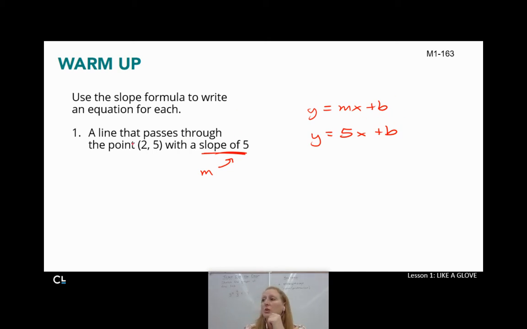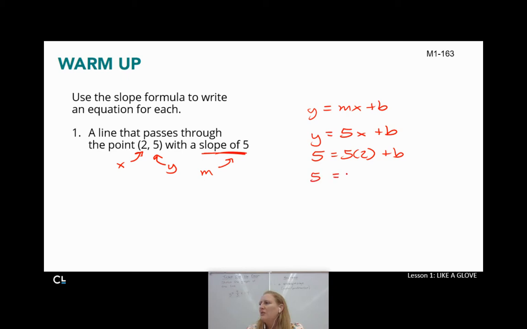So here's what we're going to do. They gave us a point to work with, right? There's my x-coordinate. There's my y-coordinate. So what I'm actually going to do is find b, my y-intercept, by plugging in a 2 for x and plugging in a 5 for y. And I can totally figure out what b is.